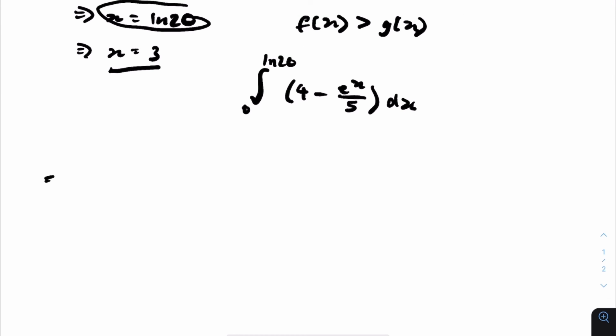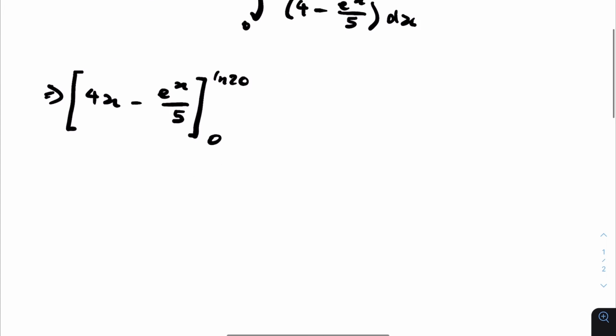So now let's write this out in our integral form. The integral of 4 minus e^(x/5) is 4x minus e^(x/5), since e^x just becomes e^x when differentiated, so e^x also becomes e^x when integrated. So our integral is 4x minus e^(x/5), with the bounds ln 20 as the upper and 0 as the lower.